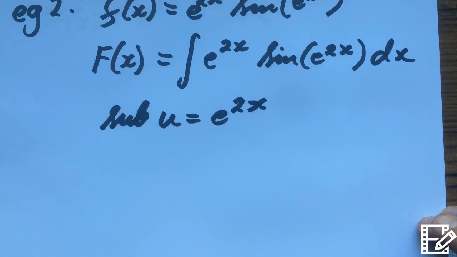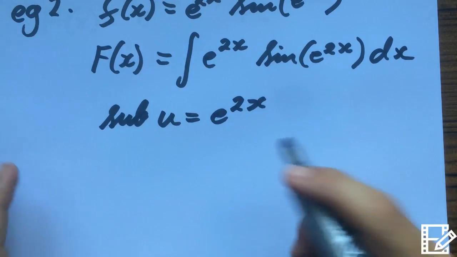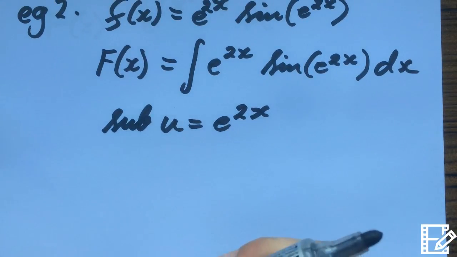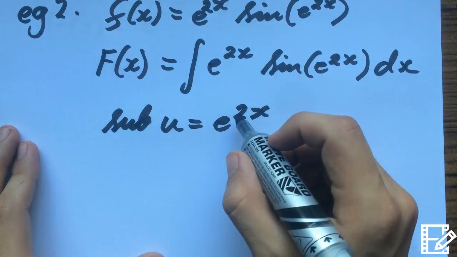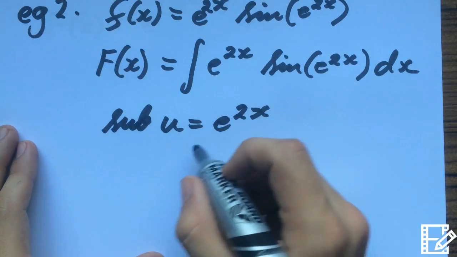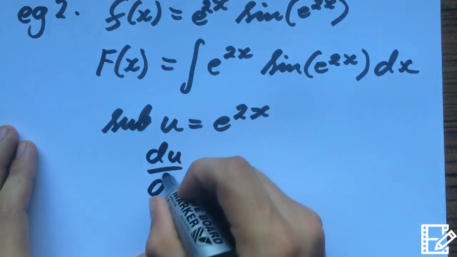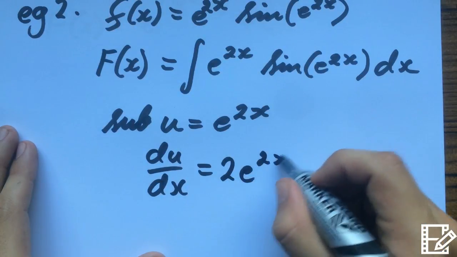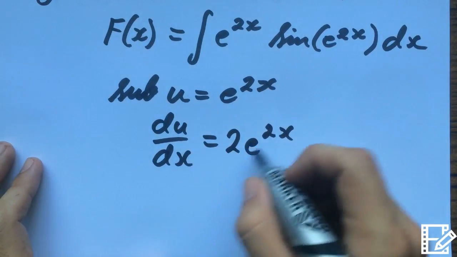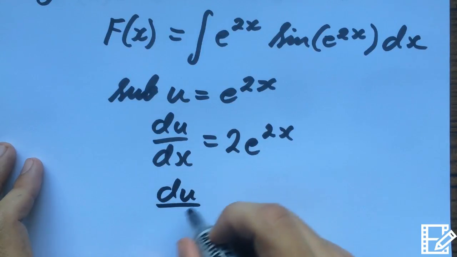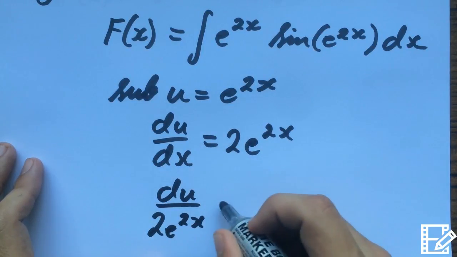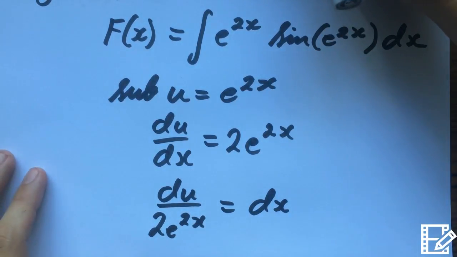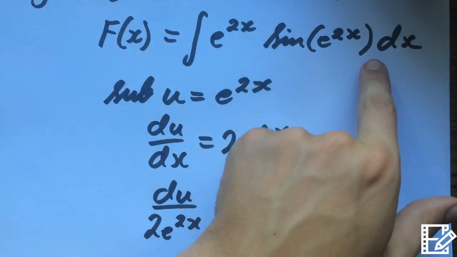Now, what do we get here? Well, we've got to derive it, obviously. e to the power of 2x, when you derive it, is 2e to the power of 2x. And if we rearrange it, du over 2e to the power of 2x equals dx. So we sub this in for dx.